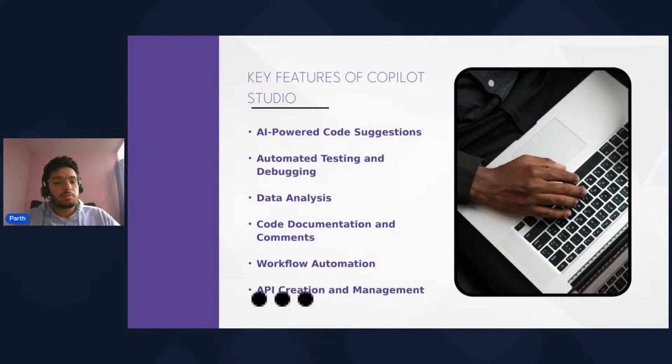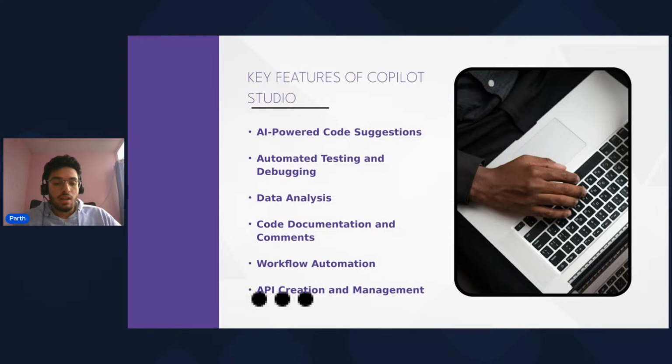Basically, Copilot Studio helps in documenting the code itself, documenting the whole code base. If you're building a project and you want to make the document, maybe that's a redundant task, maybe that's a boring task. So you probably want to have AI do it for you. So that's how code documentation works in Copilot Studio.